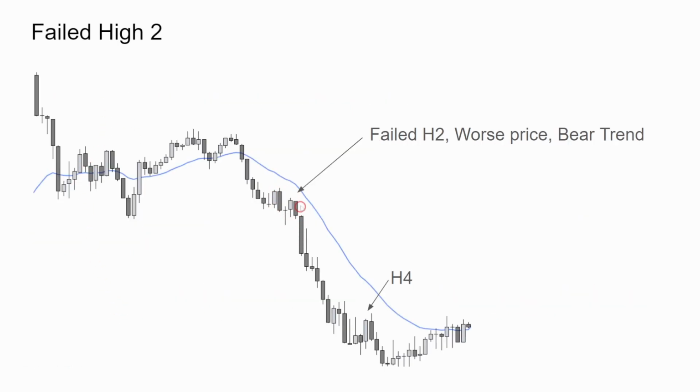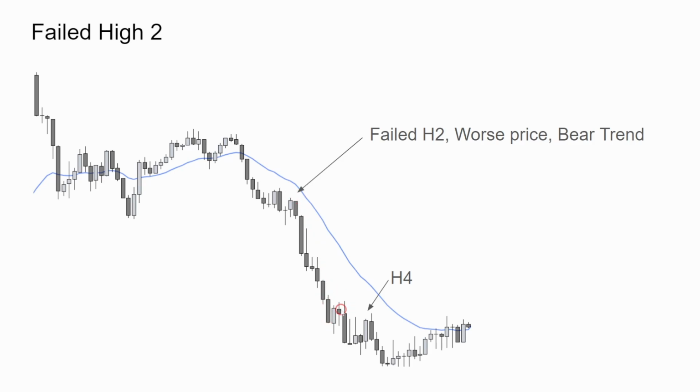Here we have a failed high 2. It's a bear leg, a bearish breakout. First pullback creates a high 1. Second pullback creates a high 2. This high 2 is a trap because it comes at a worse price under the EMA. The bulls get trapped and we make another leg lower.